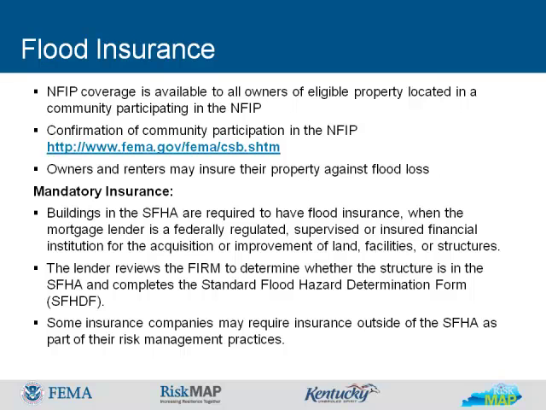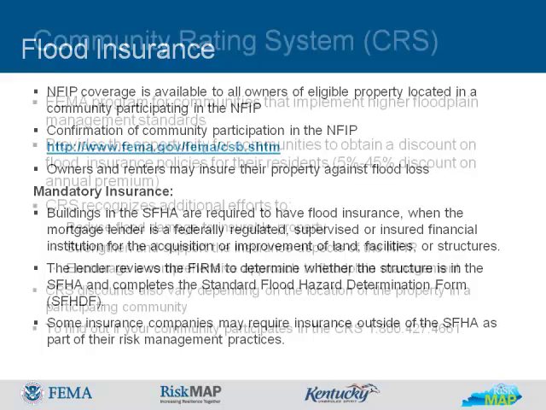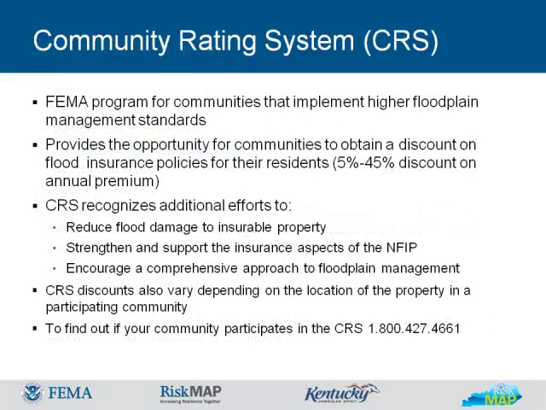Communities have the ability to lower flood insurance premiums through participation and credits in the community rating system. The community rating system is a voluntary program which implements higher floodplain management standards. It provides an opportunity for communities to obtain a discount on flood insurance policies for their residents, between 5 and 45% discount on the annual premium, by recognizing additional efforts to reduce flood damage to insurable property, strengthen and support the insurance aspects of the NFIP, and encourage a comprehensive approach to floodplain management.